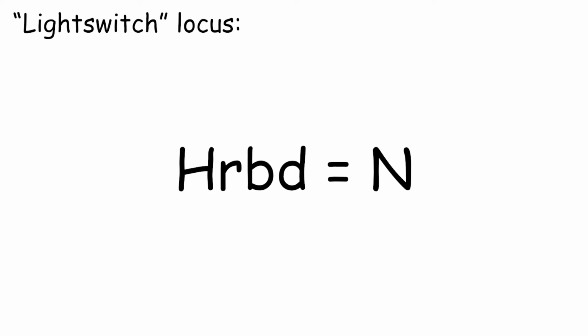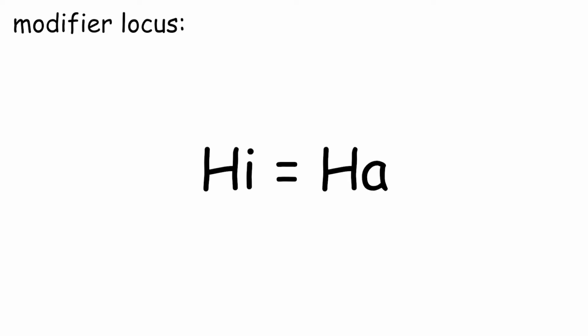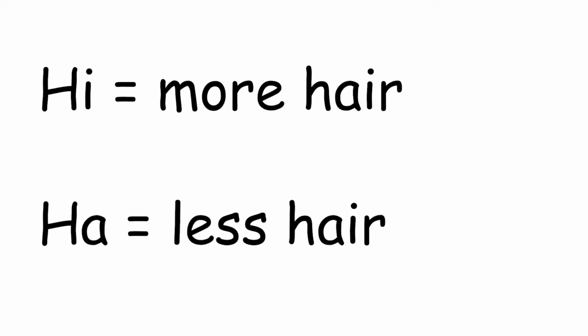To avoid confusion just for this video, I'm going to stick to using N for normal hair. Its modifier locus has two alleles, Hi and Ha, which are incompletely dominant with each other, and for funsies I'm going to pronounce them like the words instead of saying both letters every time. Hi increases the amount of hair and Ha reduces it.